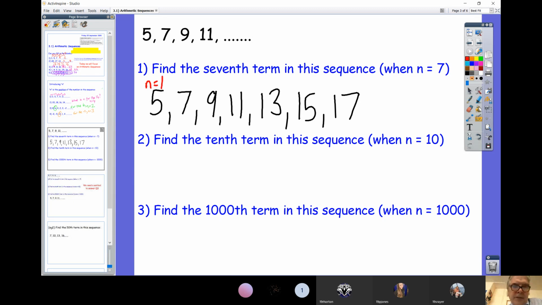Make sure you're copying out the question and the answer, please, Henry. Again, just so you're really getting used to what n's all about, can you write those positions above, please?